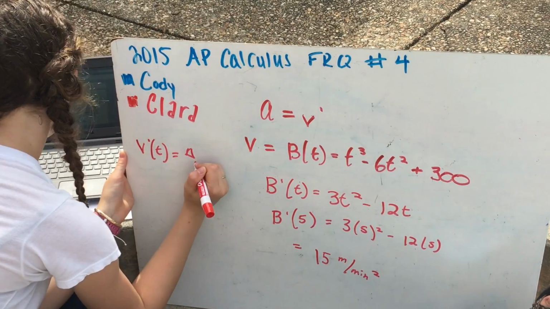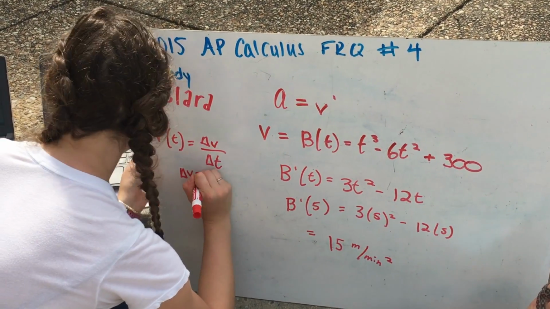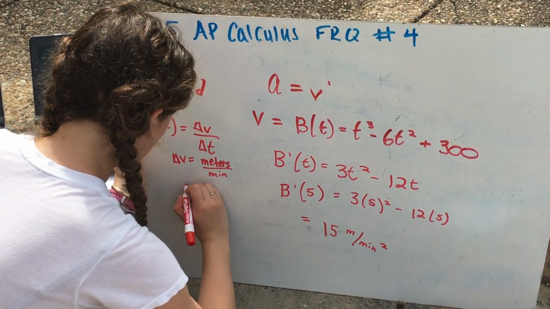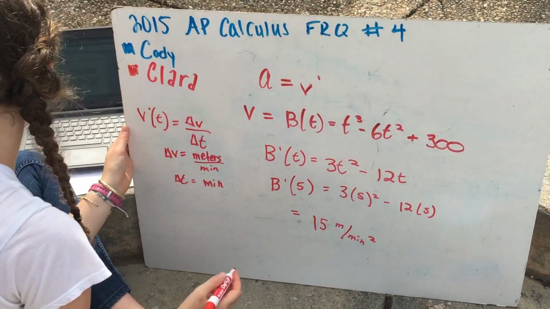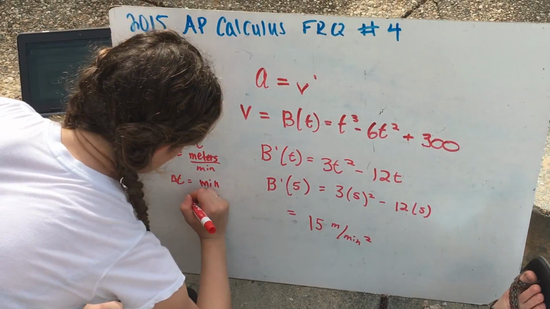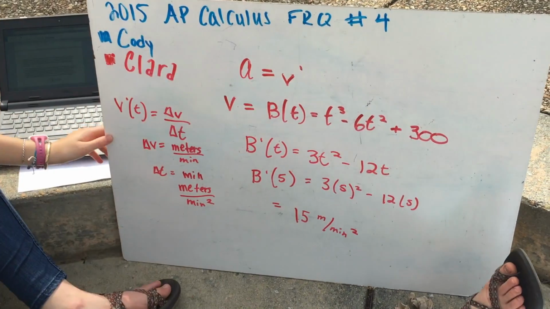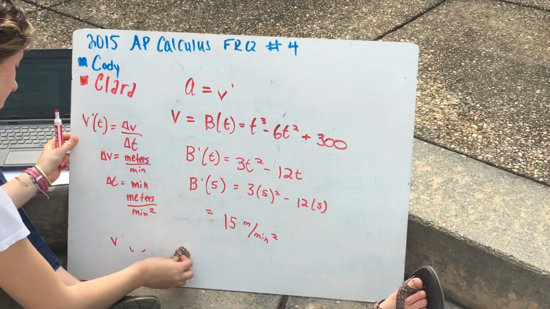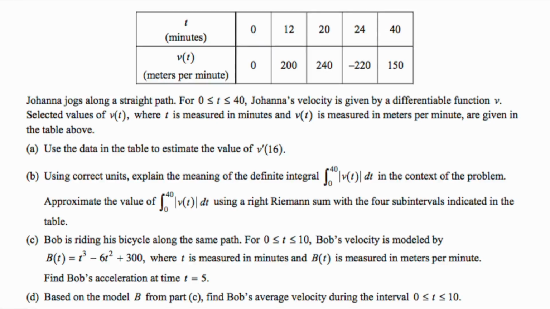A derivative is equal to delta v over delta t, and the delta v is meters per minute, and the delta t is minutes. So therefore, the units of the answer are meters per minute squared. Awesome. Now we only have one more part to look at.